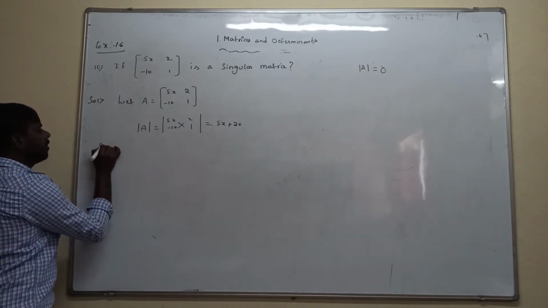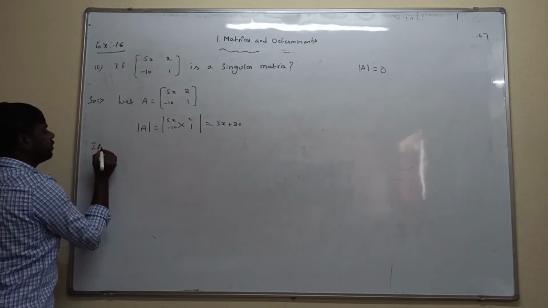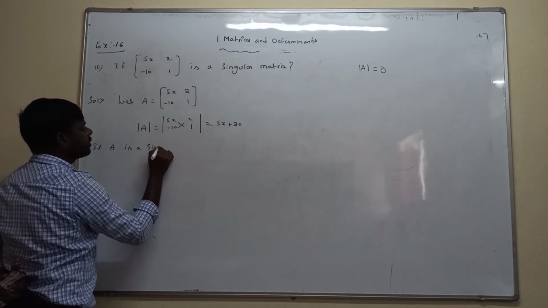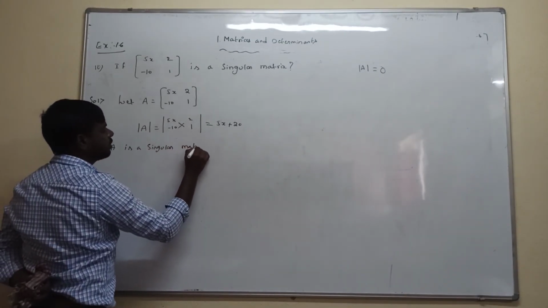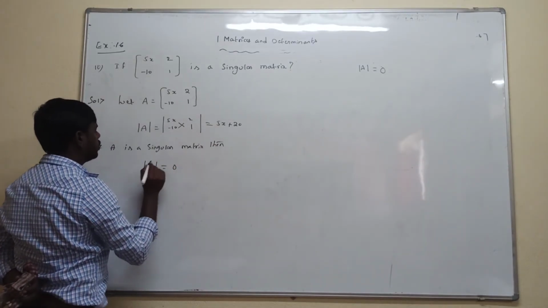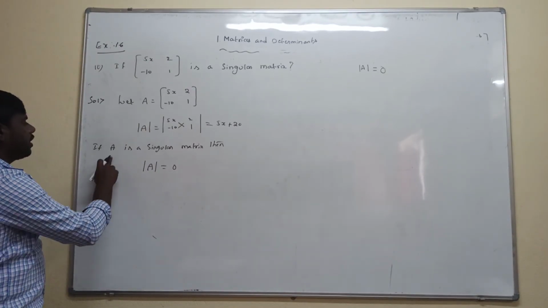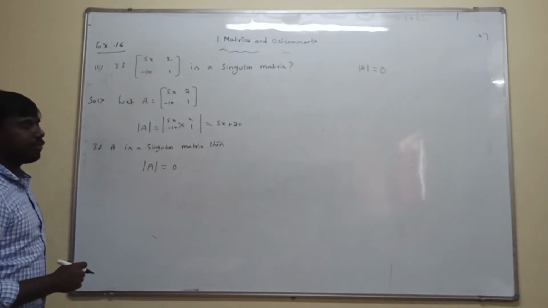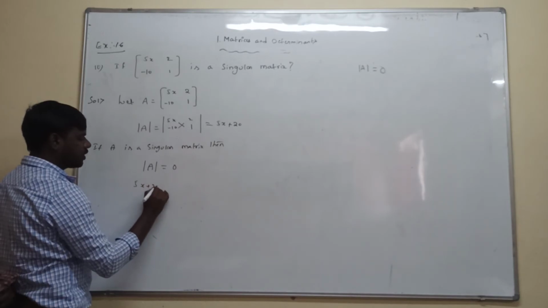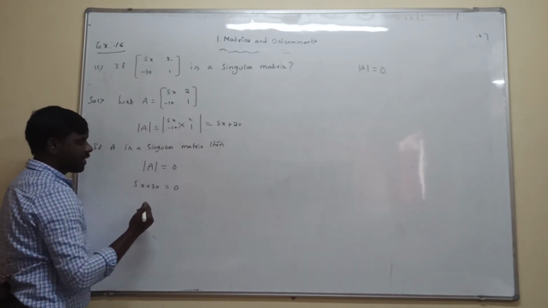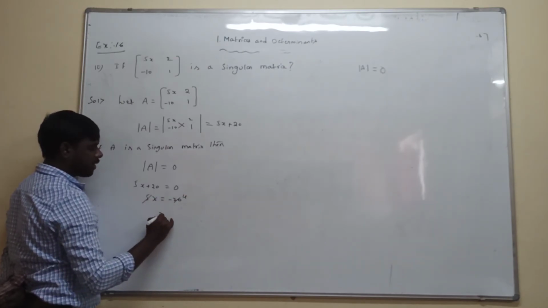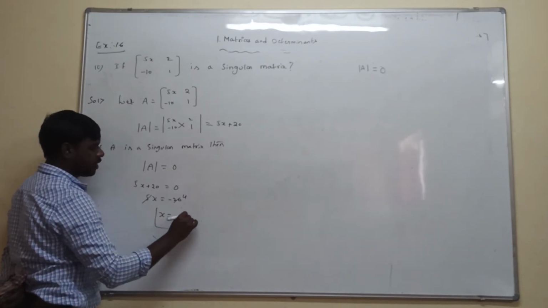So given that A is a singular matrix, the condition is determinant of A is equal to 0. What is the determinant of A we got? 5x plus 20 is equal to 0. Taking 20 to the right hand side, we get minus 20. 5 into x equals minus 20, so we got the x value as minus 4. This is the solution of this question.